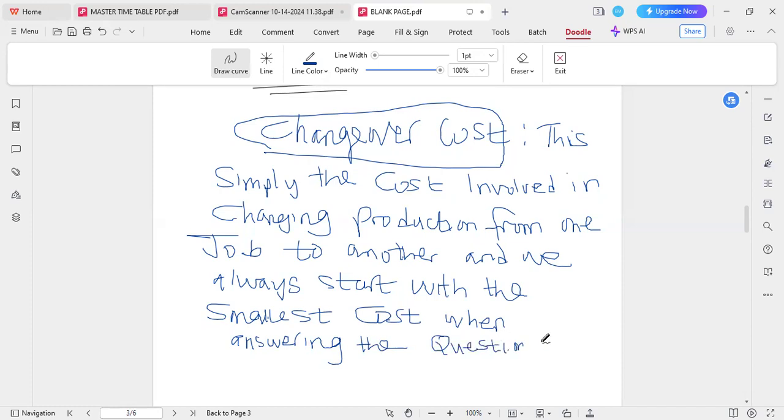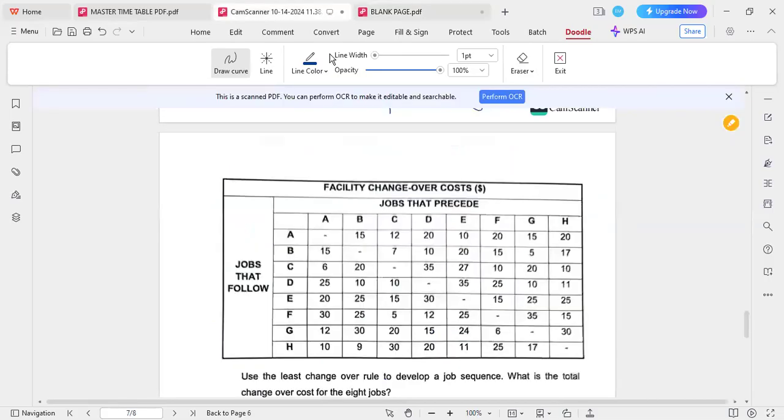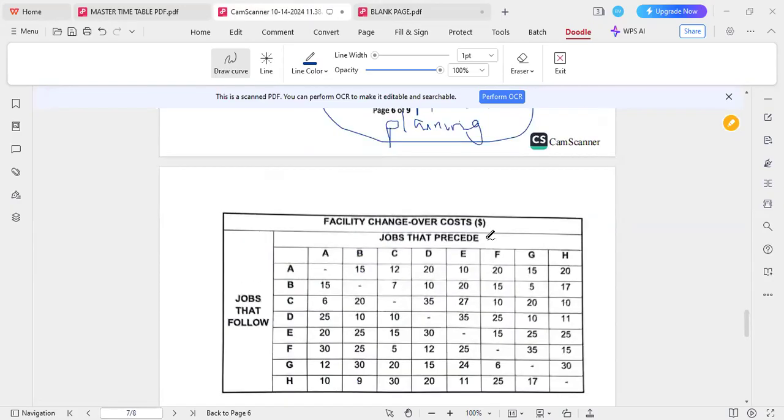So this is what goes on. What is happening here is that as we get down to this problem, facility jobs that precede are predecessors, these are jobs that start, and these are following jobs.